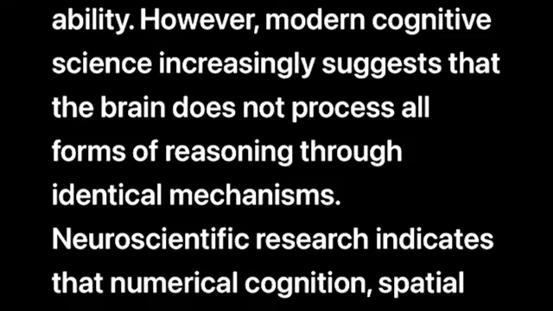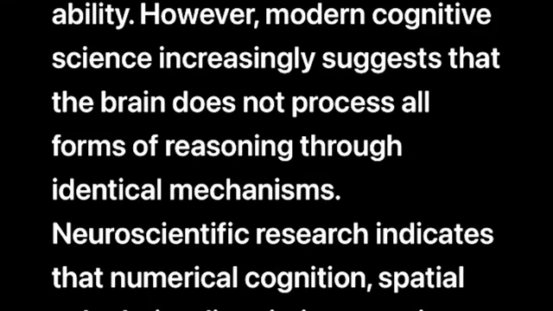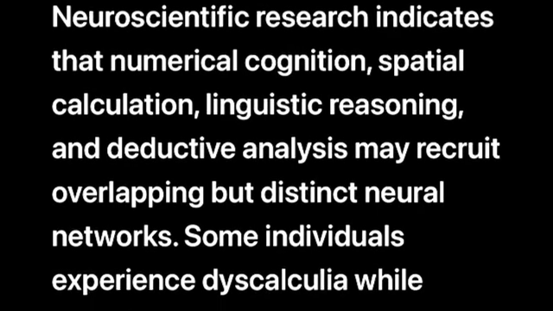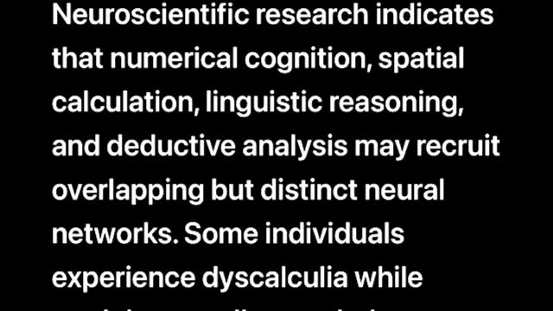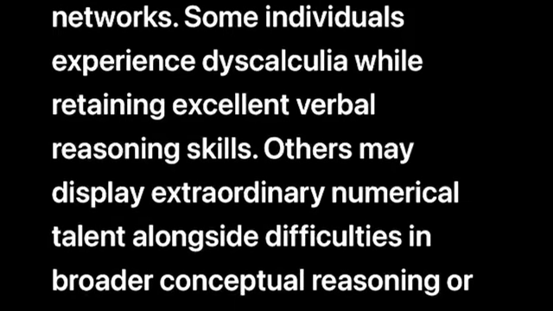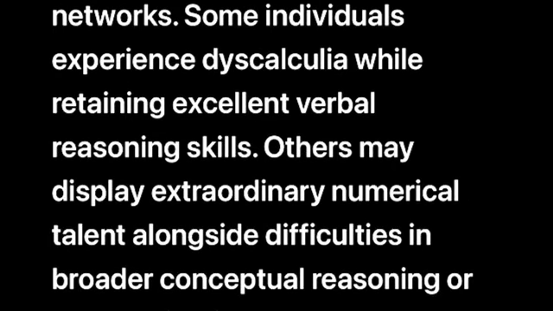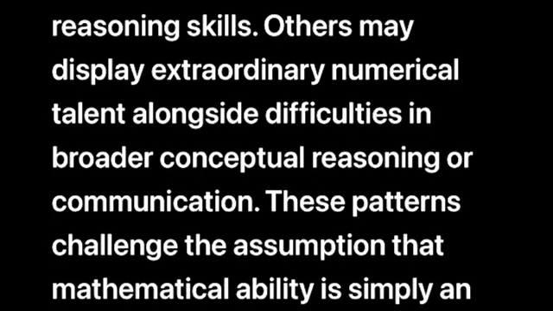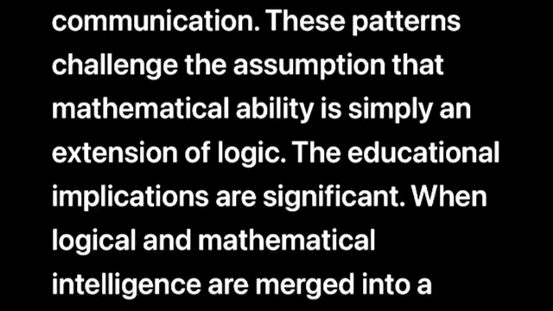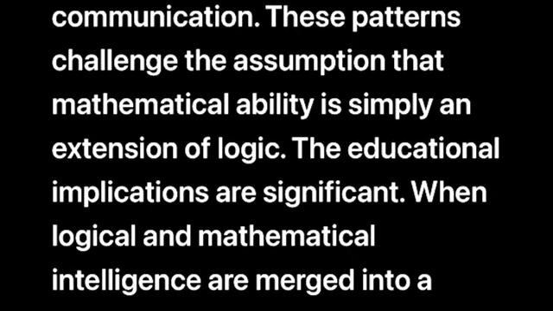However, modern cognitive science increasingly suggests that the brain does not process all forms of reasoning through identical mechanisms. Neuroscientific research indicates that numerical cognition, spatial calculation, linguistic reasoning, and deductive analysis may recruit overlapping but distinct neural networks. Some individuals experience dyscalculia while retaining excellent verbal reasoning skills. Others may display extraordinary numerical talent alongside difficulties in broader conceptual reasoning or communication. These patterns challenge the assumption that mathematical ability is simply an extension of logic.